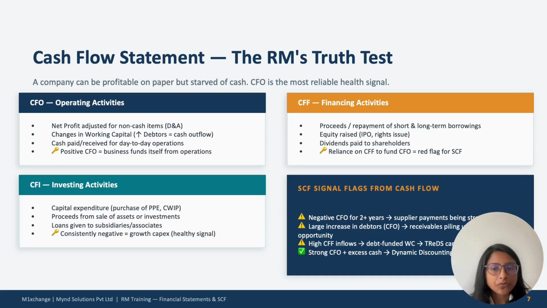The next is your cash flow from financing, or the proceeds or repayment of your short term or long term borrowings, or if there is any equity raised, or any dividends paid. So if the company is constantly drawing a cash flow from financing to fund its operations, then it is a red flag.